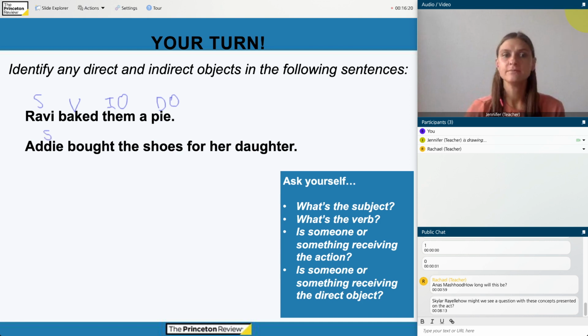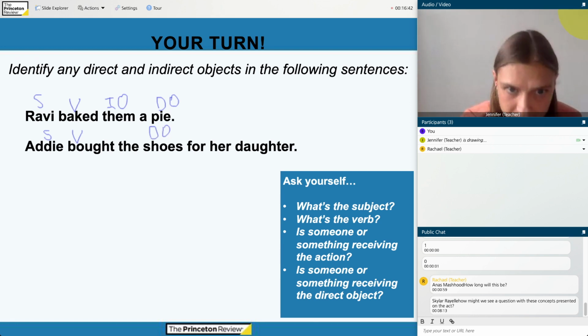Here we have Addie. And what is the action? Bought. Bought is our verb. Addie bought what? Addie bought the shoes or Addie bought her daughter? In this case, she bought the shoes. So Addie bought the shoes is your direct object.